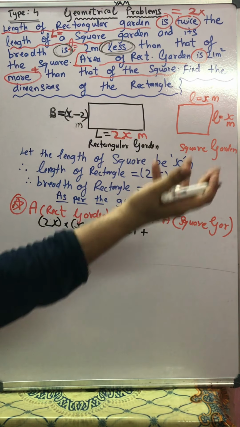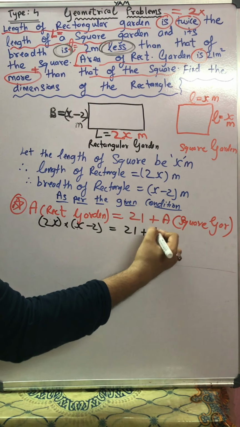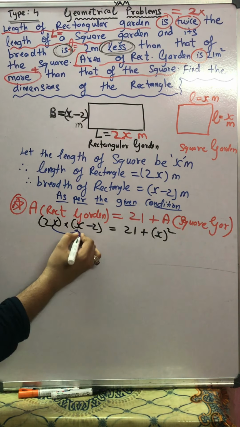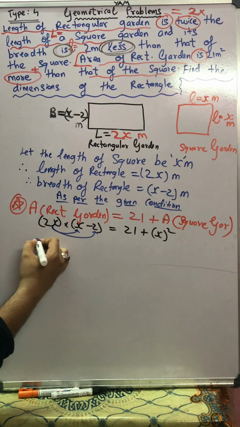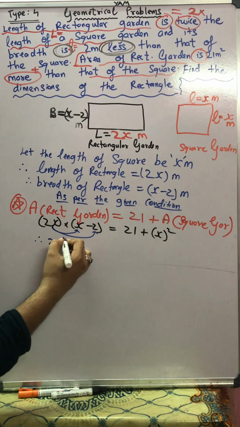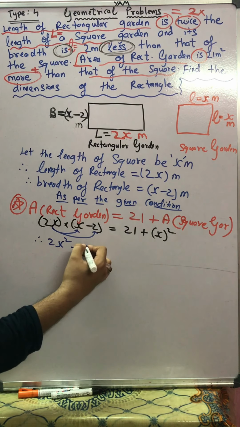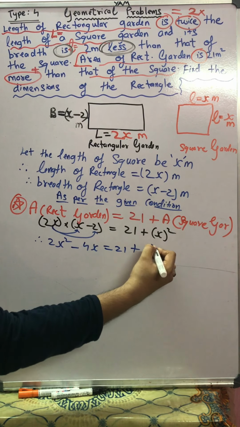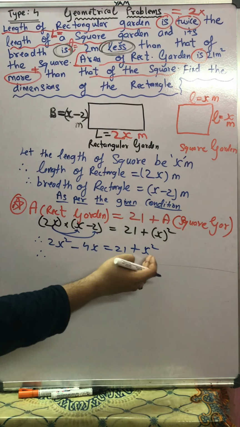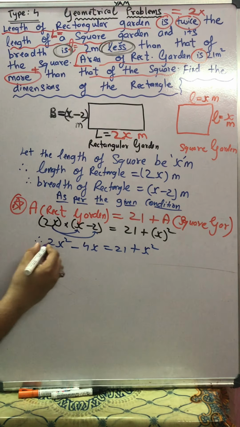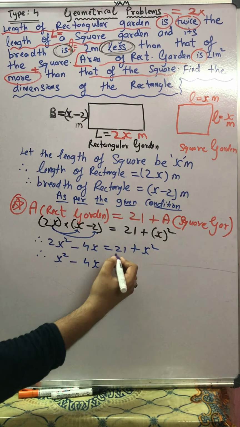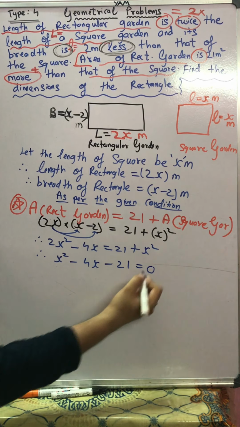The area of a square is side square, and our side is x, so x square. Great. Now we'll solve this. 2x multiplied by x becomes 2x square, minus 2x multiplied by 2 is 4x, equal to 21 plus x square. This x square comes to this side and becomes minus, so 2x square minus x square becomes x square. The minus 4x remains, and 21 comes here, becoming minus 21, equal to 0.